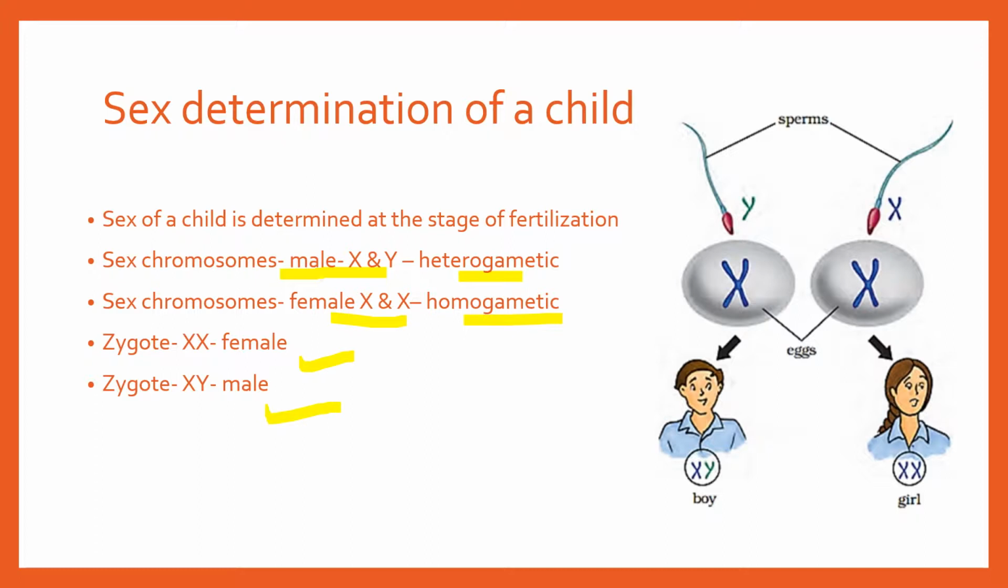Here you can see the sperm carries two kinds of chromosomes, the X chromosome and the Y chromosome, whereas the ovum produces only X chromosomes. If X fuses with Y, then the resultant will be a boy baby, and if X fuses with X, the resultant will be a girl baby. This is called sex determination.